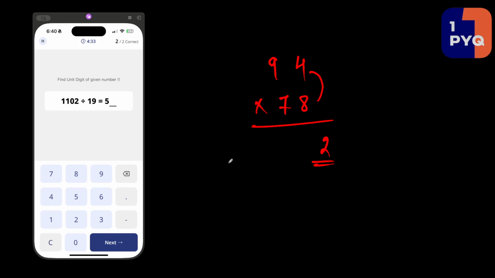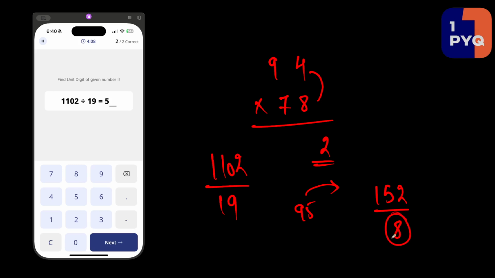Then, in the table of 19, or 1102, I have to divide it by 19. So 19 5s is 95. 19 6s is 114. So I'm going to stick with 95 and focus on 152. Right? Yeah, we're going to focus on 152. So 8s are... So I think 8 would be the correct answer. Yeah, 58. Yeah, that was the correct answer.